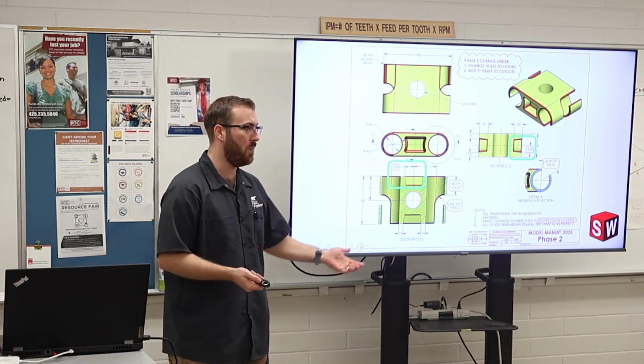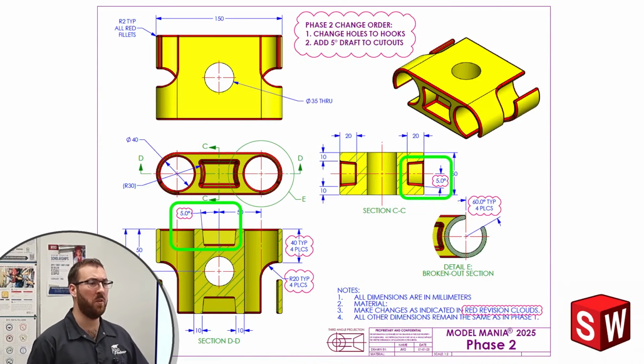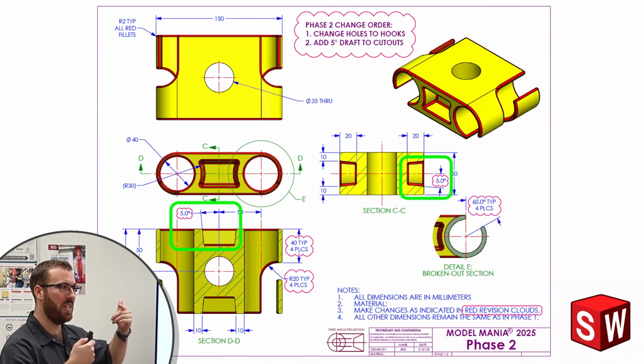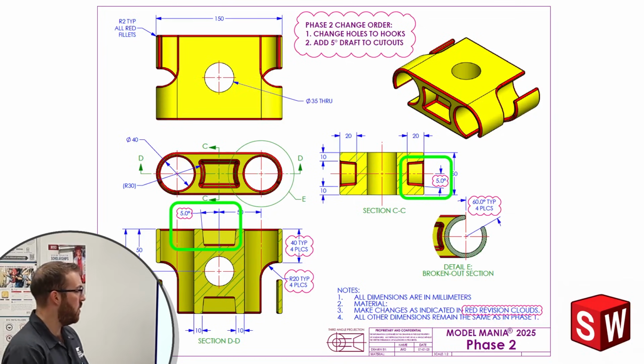You could use a separate draft feature, but in this case, we already have a cut extrude feature. And if you're familiar with the cut extrude, there's a draft option that we could just enable and input this 5 degrees. So already I'm seeing this and thinking, okay, am I going to need to create a new feature? Can I edit an existing feature? How is this going to work? So that should be pretty straightforward.